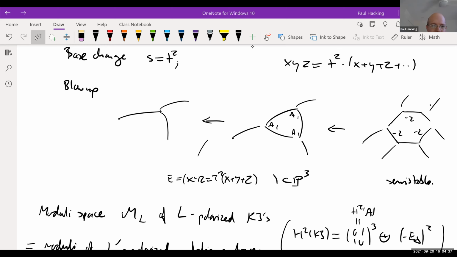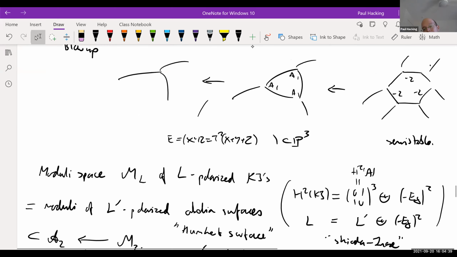Okay, let me continue then. So now I want to look at this moduli space of these K3s polarized by this rank 18 lattice L.